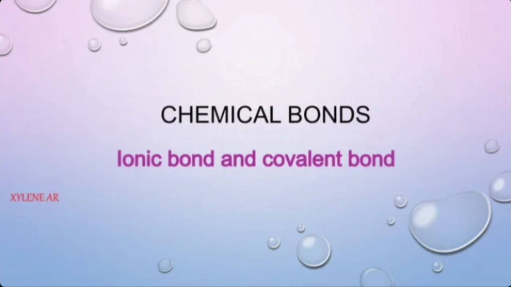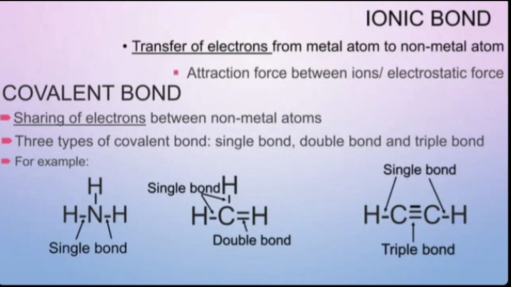Today we'll discuss chemical bonds, and most prominently we will study ionic bonds and covalent bonds. Firstly we will start with the ionic bond: the transfer of electrons from a metal atom to a non-metal atom. Metal atoms have the ability to donate an electron, while non-metal atoms are deficient in electrons. So metal atoms donate electrons to non-metal atoms, and by transfer of electrons, an ionic bond is formed.